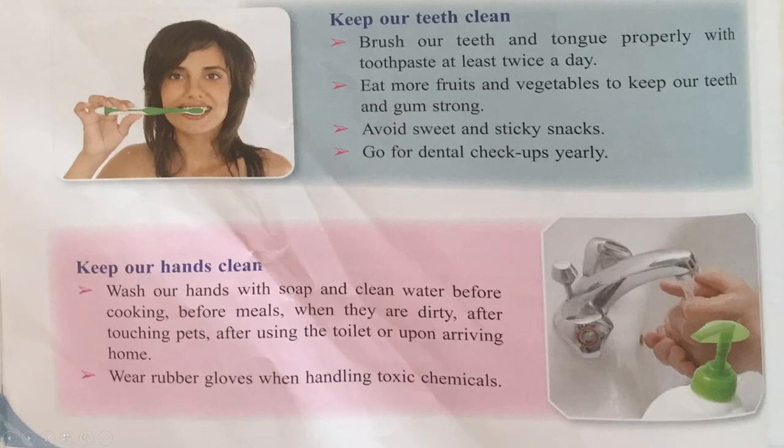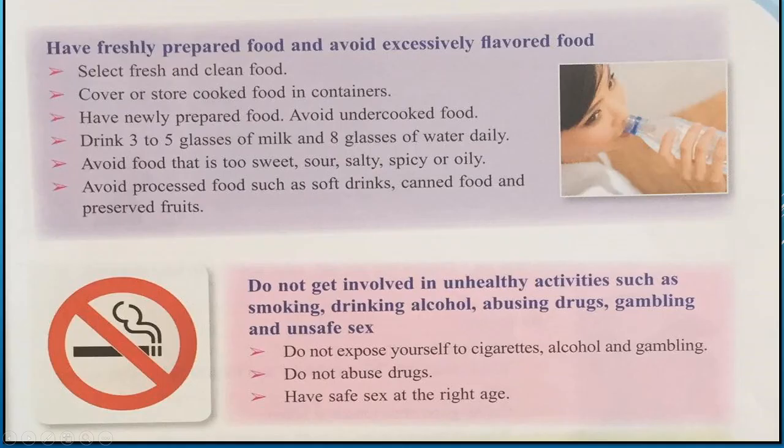Keep our hands clean. Wash our hands with soap and clean water. Wear rubber gloves when handling toxic chemicals. Have freshly prepared food and avoid excessive flavored food. Select fresh and clean food. Cover or store cooked food in a container. Have newly prepared food. Avoid undercooked food.